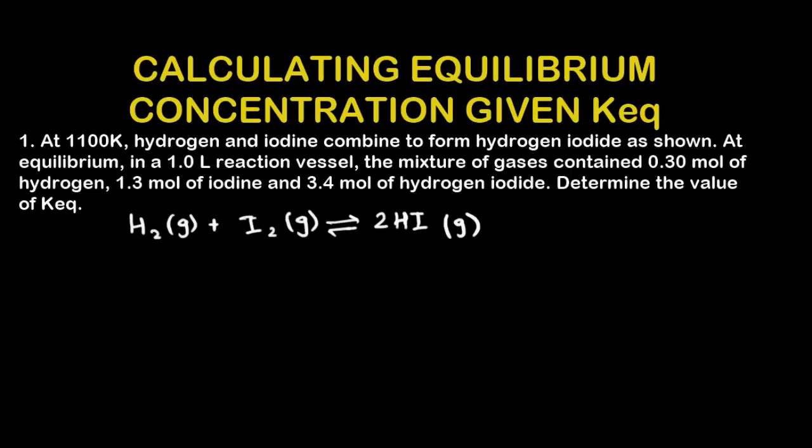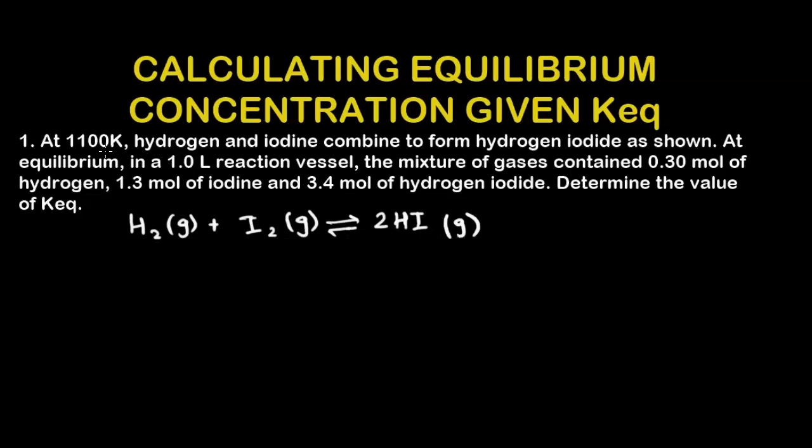Hey guys, in this lesson we will understand how to calculate equilibrium concentration when we are given K equilibrium, or the equilibrium constant. Let's go over the first question. At 1100 Kelvin, hydrogen and iodine combine to form hydrogen iodide gas as shown. So this is the reaction: H2 plus I2 gives you 2HI.